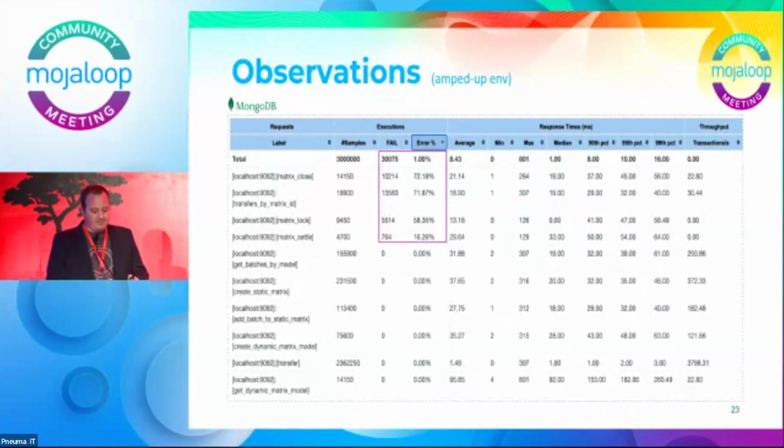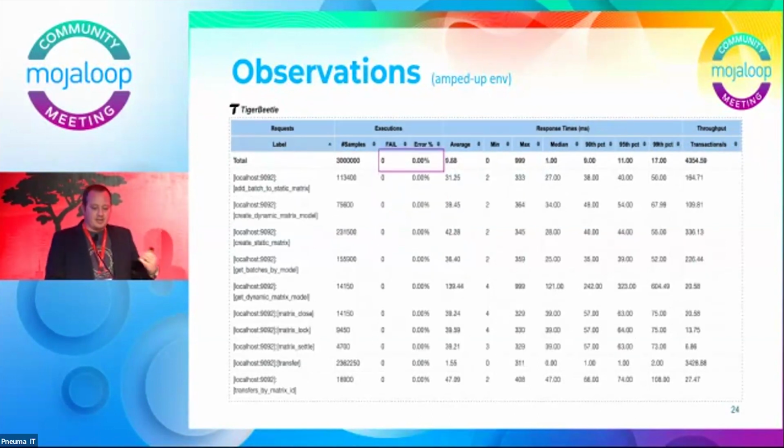But still, the stats that we're looking at here are for 3 million transactions, and in this case, the transactions would be not just monetary transfers being allocated to batches, it would be various operations being executed. Okay, and then looking at the Tiger Beetle, the only real thing to look at here is that, yes, there were no failures, which is quite impressive.